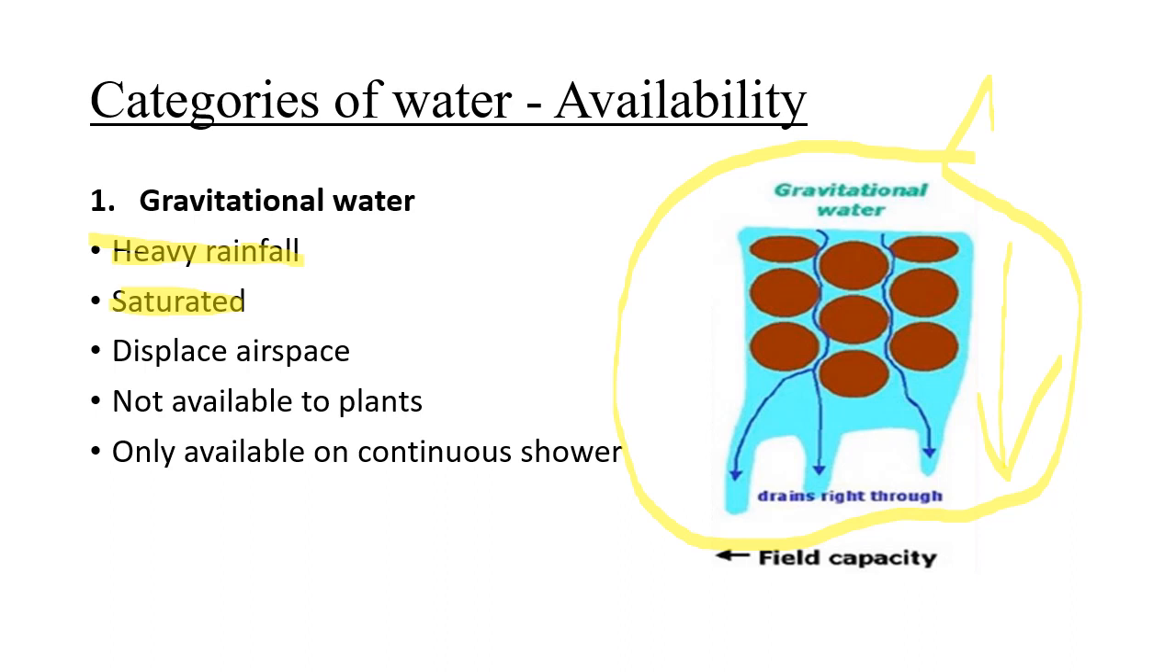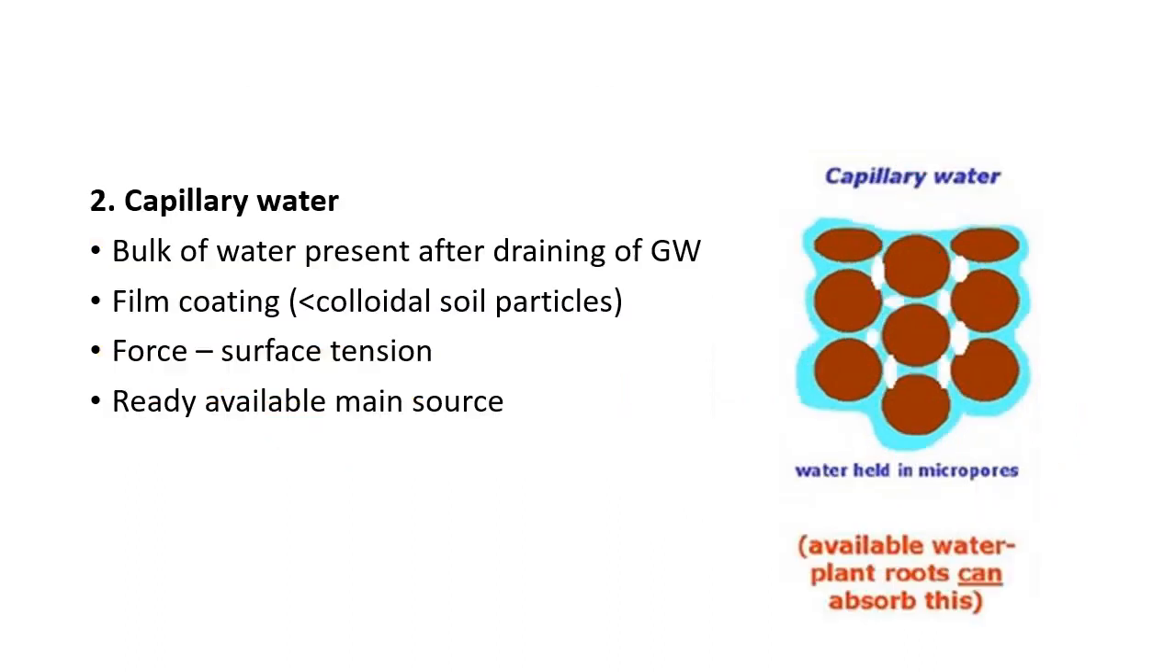The field becomes saturated as the water molecules displace all the available air pockets between the soil particles, and this gravitational water is not available to plants. The plants can't absorb this gravitational water. This water is only available to plants if we experience a continuous shower for, say, 2 to 3 days. If it is continuously showering, then this gravitational water may be available to the plants.